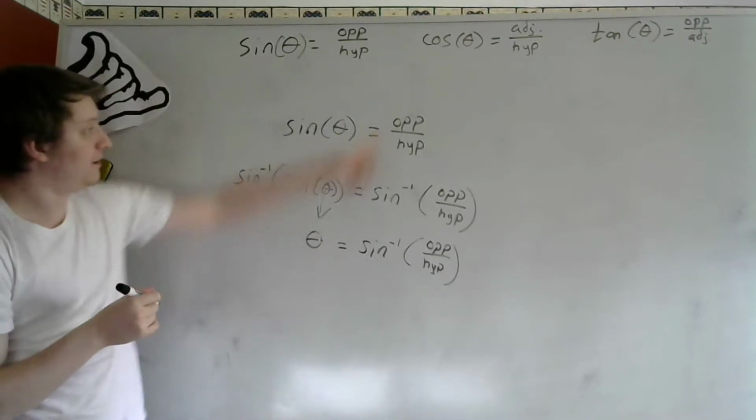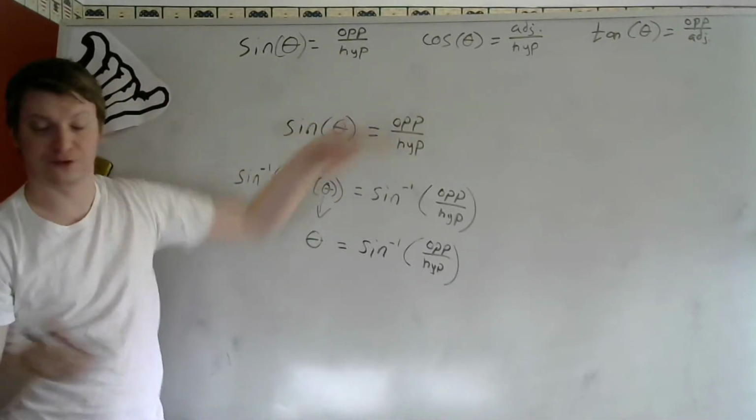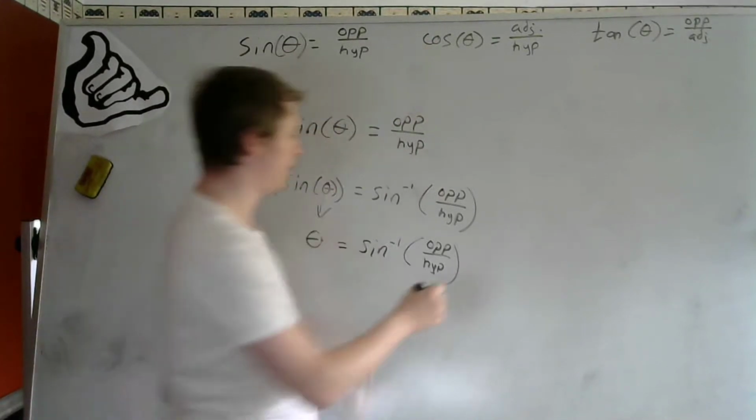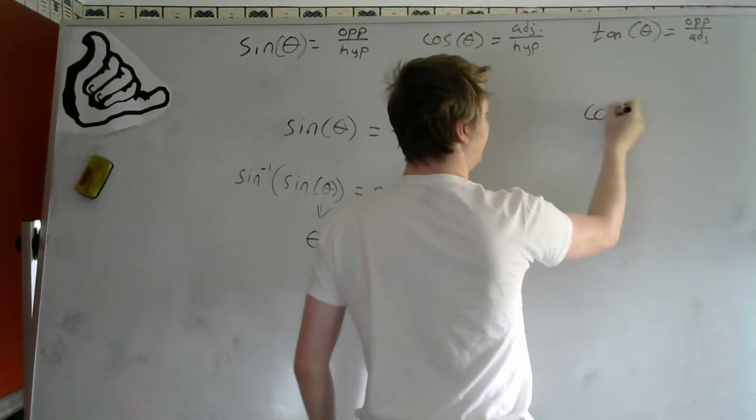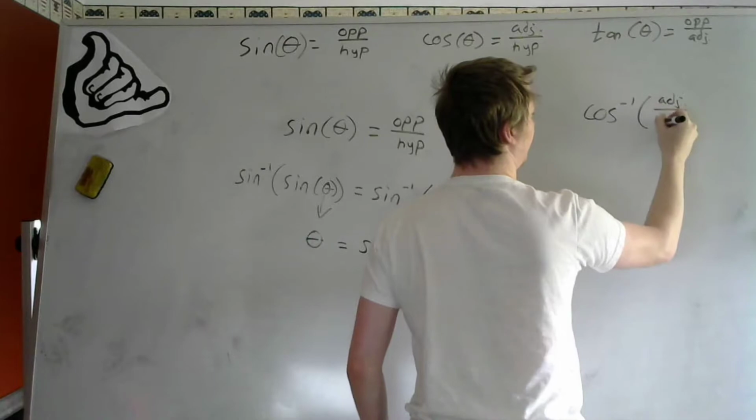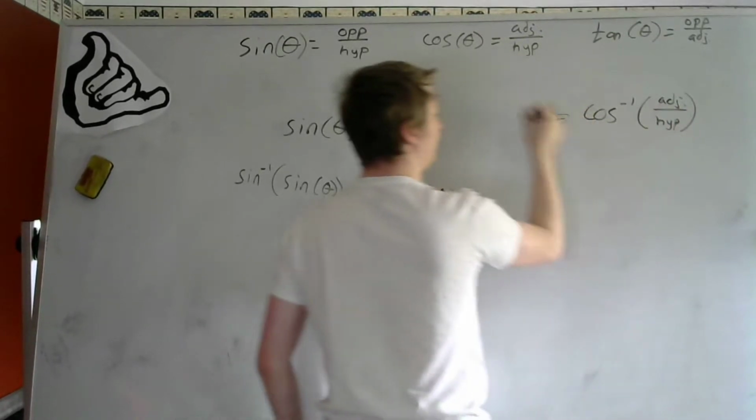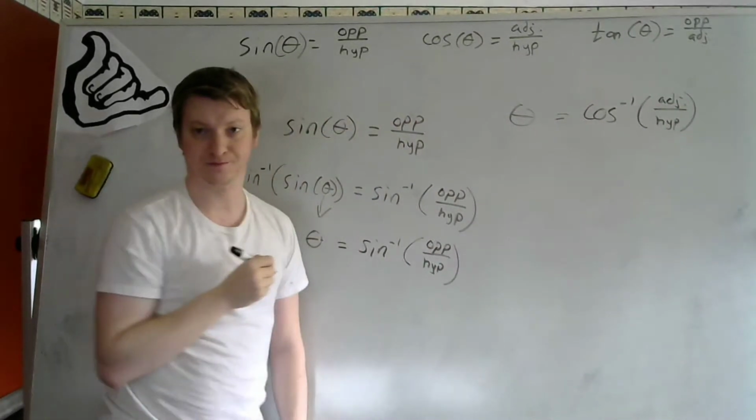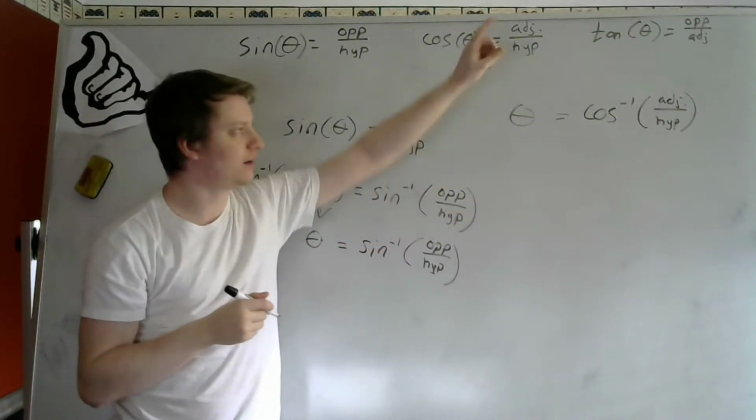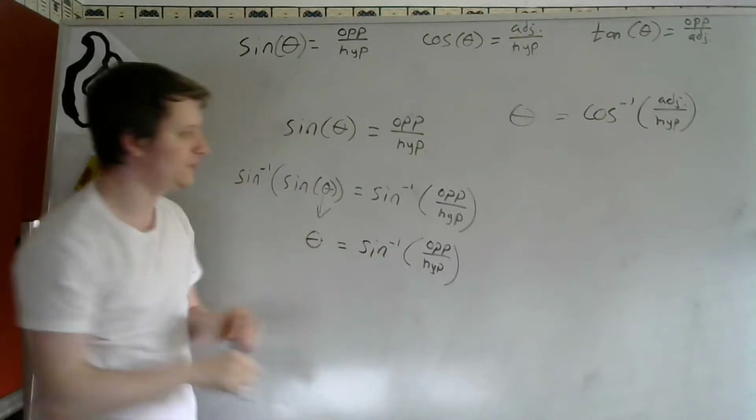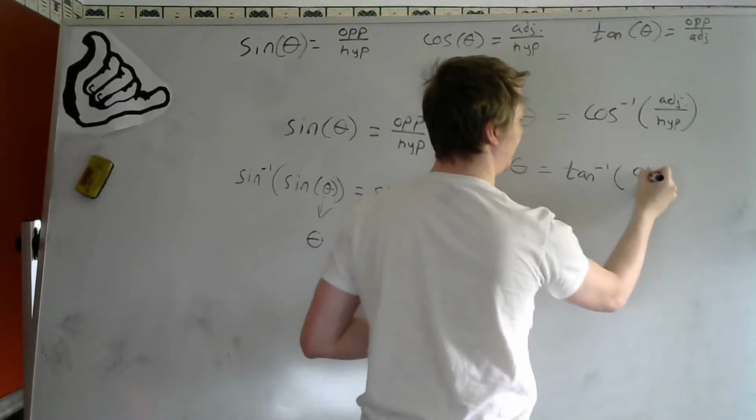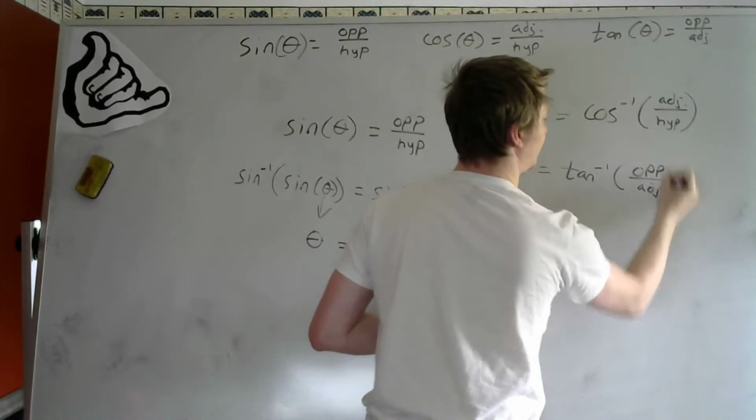And we could do that with all of these, with their respective inverses. So I could take the inverse cosine up here, and I would get the cosine inverse of the adjacent over hypotenuse. That's what theta would be. Same for the tangent. Theta would be equal to the tangent inverse of opposite over adjacent. I'll write it out here just in case. Theta equals tangent inverse of opposite over adjacent.